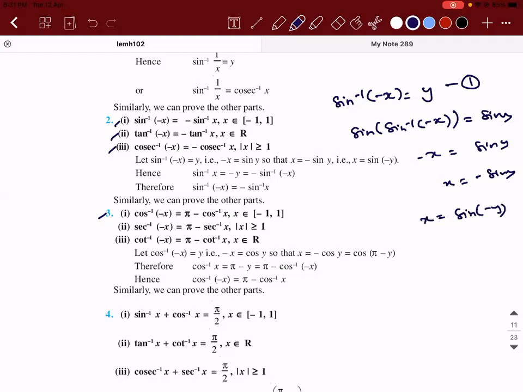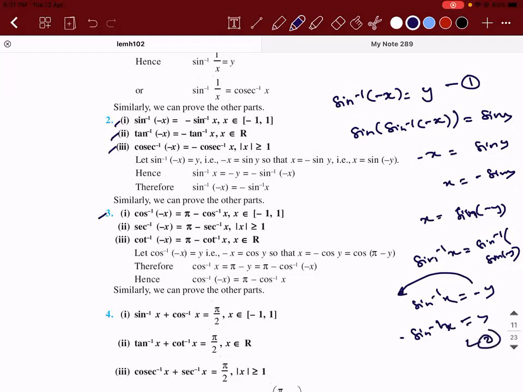Right, this is x. So what should I take on both the sides? Sine inverse of x is equal to sine inverse of sine of minus y. So sine inverse of sine of minus y is minus y. This is sine inverse of x. Bring the minus sign this side: minus sine inverse x is equal to y. Equation number 2. See, the number of steps are big, but the logic is simple.